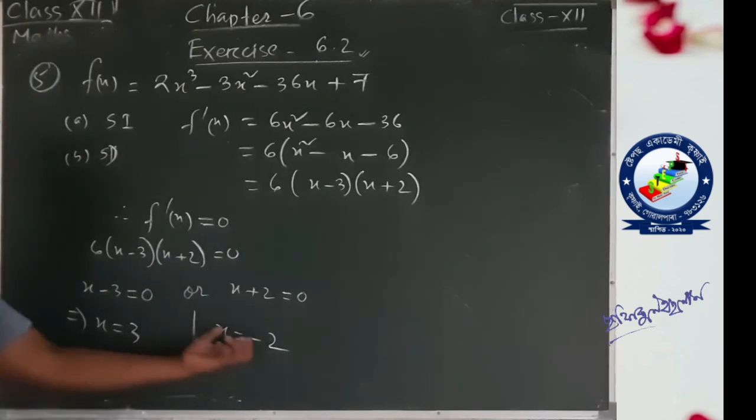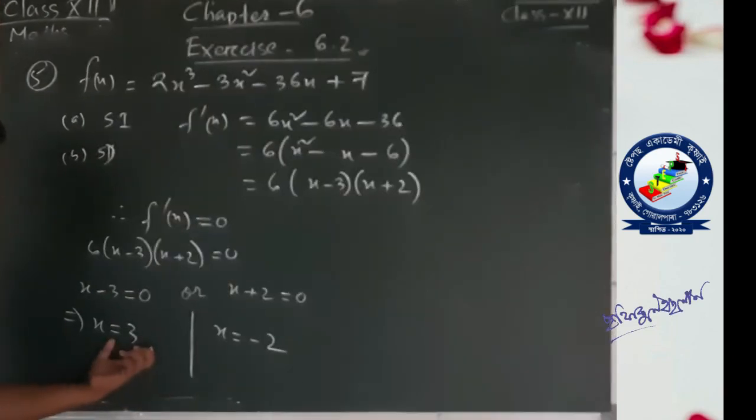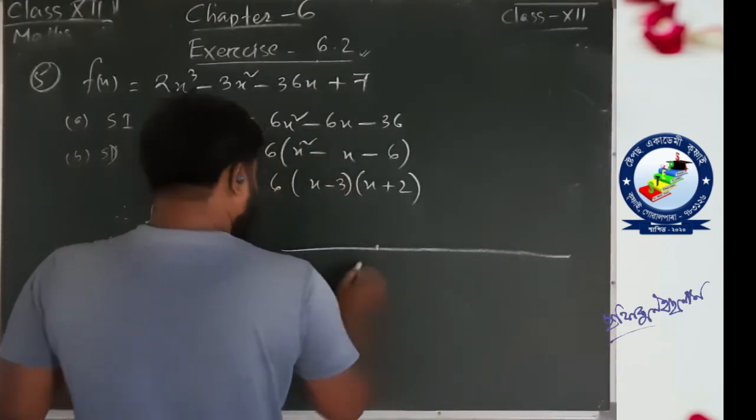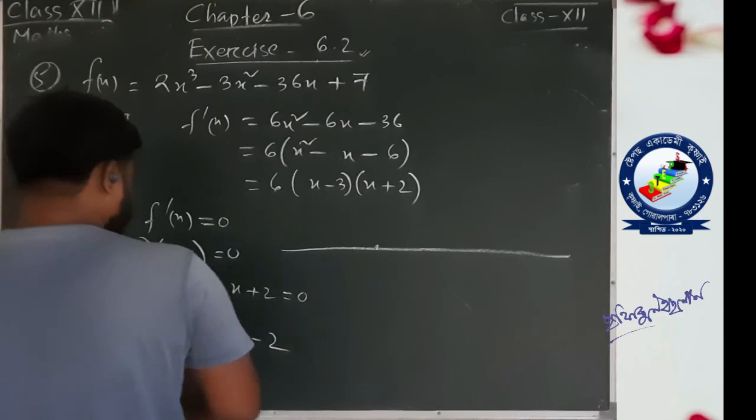So now see, I have got 2 points for the intervals. Now I can plot. Suppose this is a number line. I have got the values x equal to minus 2 and 3.